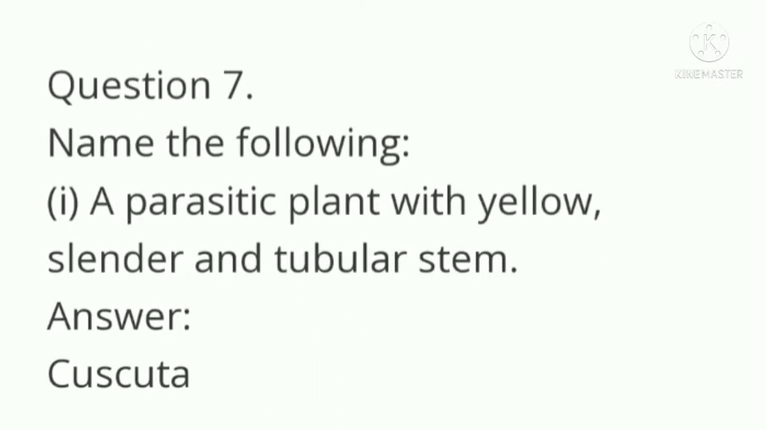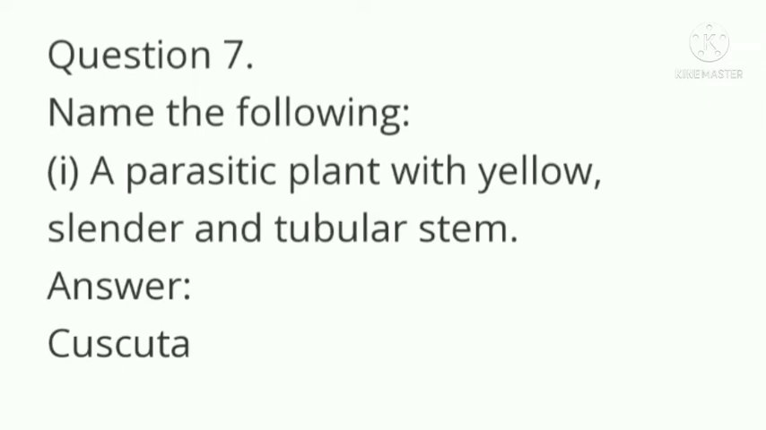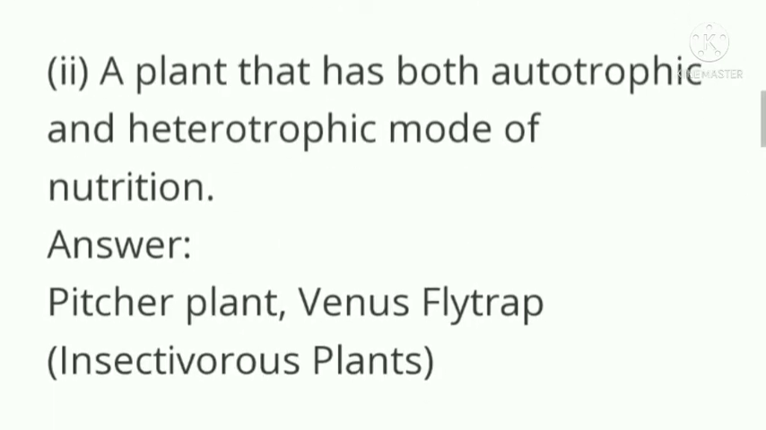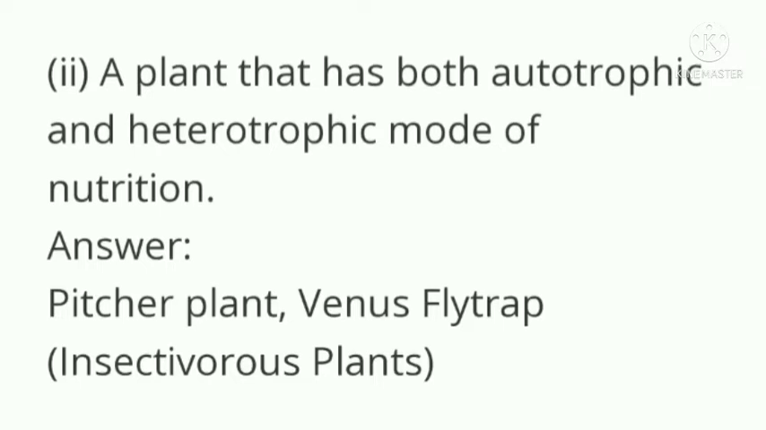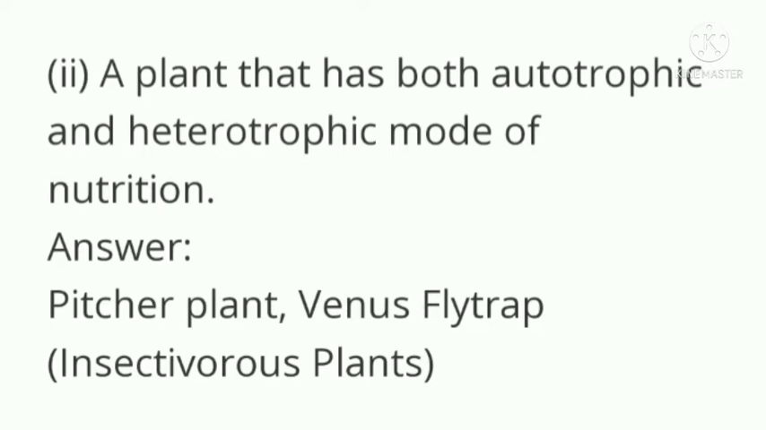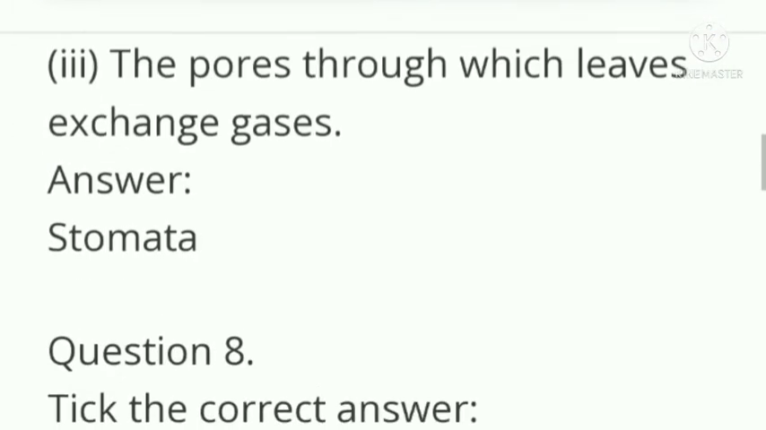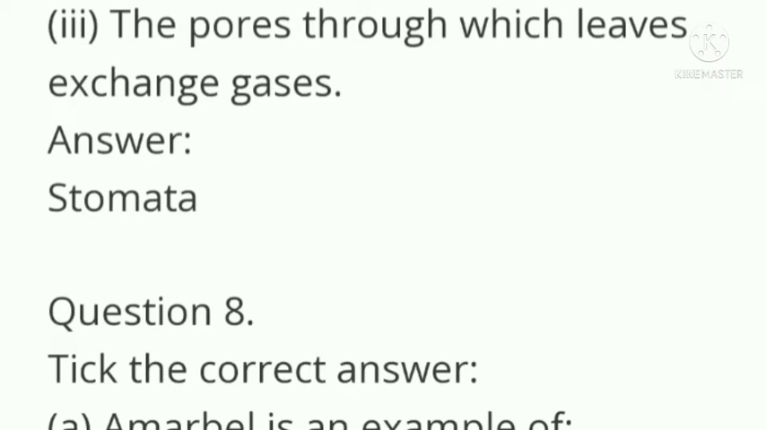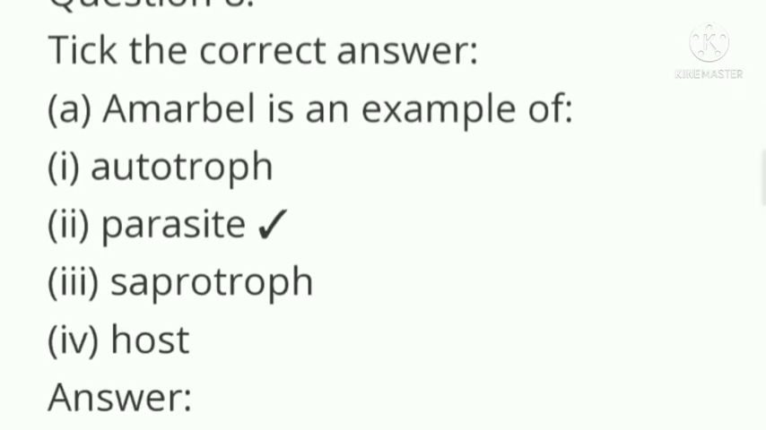Next question. Name the following. A parasitic plant with yellow, slender and tubular stem. Answer. Cuscuta. A plant that has both autotrophic and heterotrophic mode of nutrition. Answer. Pitcher plant. Venus flytrap. Insectivorous plants. The pores through which leaves exchange gases. Stomata.